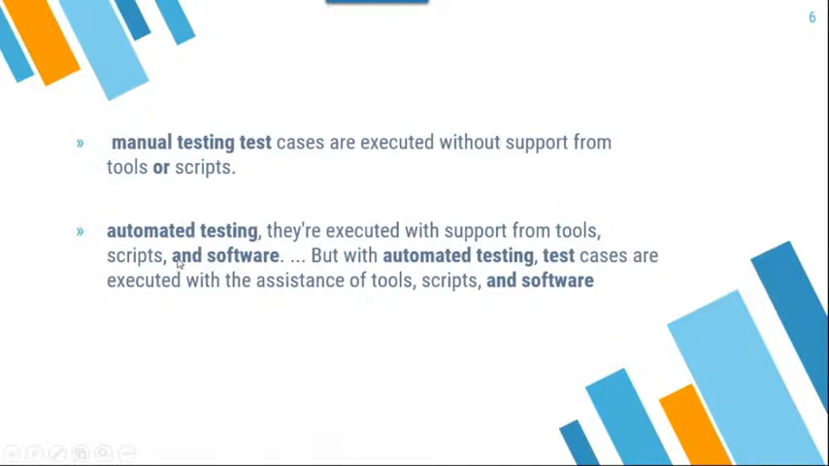Suppose you want to do automation for any application. You need some tools, as well as some scripting knowledge. Java is required, Python is required, C sharp is required. If you want to write the script in Python, you need to learn Python. If in Java, you need to learn Java. If in Ruby, you need to learn that language. Based on that, you write the script. Based on the tools and script, we execute the application. Such testing we call automation testing.